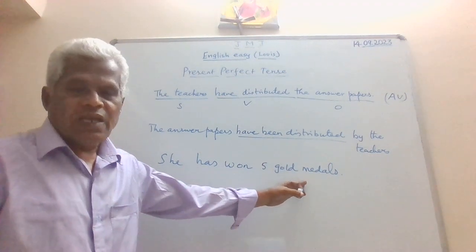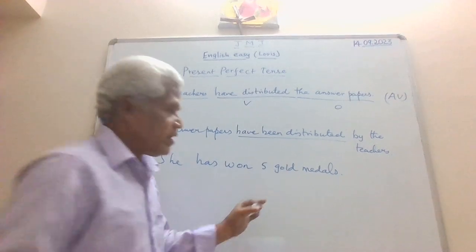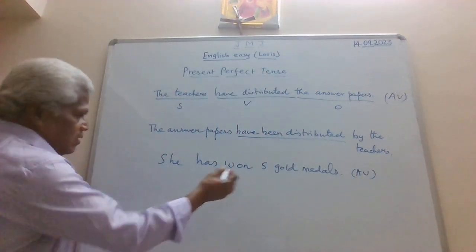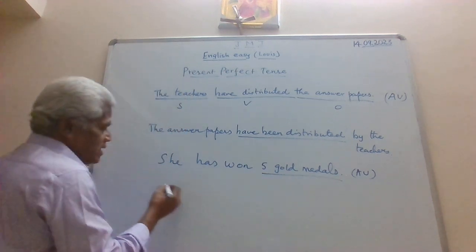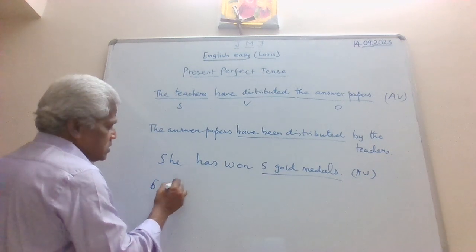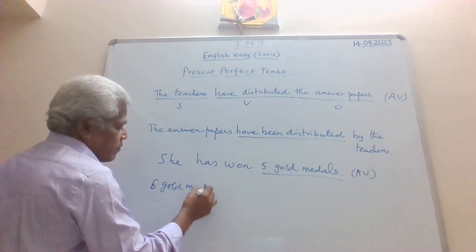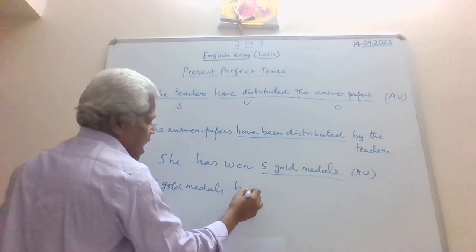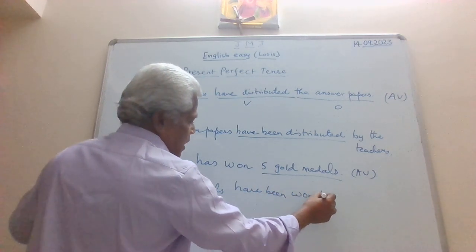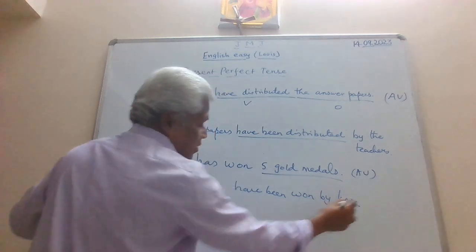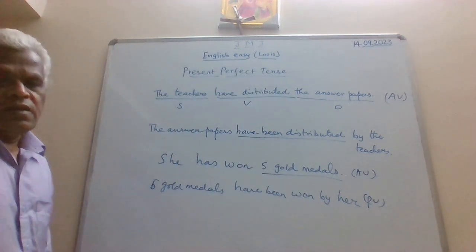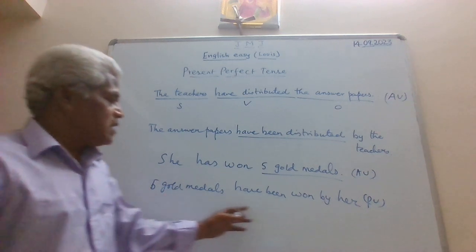But let us write the passivation for this sentence. Then we come back to other sentences. Active voice. Then what is your passivation here? So 5 gold medals have been won by her. Okay, so this is your passive voice. So 5 gold medals have been won.